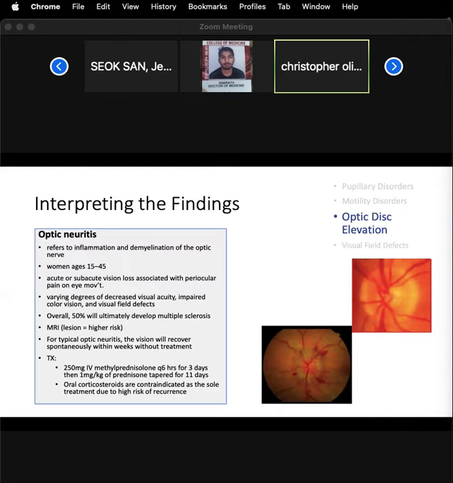Optic neuritis refers to inflammation and demyelination of the optic nerve. This is usually occurring in women, same as yung IIH, 15 to 45, around that age. So, patient will present with an acute or subacute vision loss associated with pain on eye movement. Okay. So, the visual acuity presents in varying degrees. There is impaired color vision. So overall, 50% will ultimately develop multiple sclerosis.